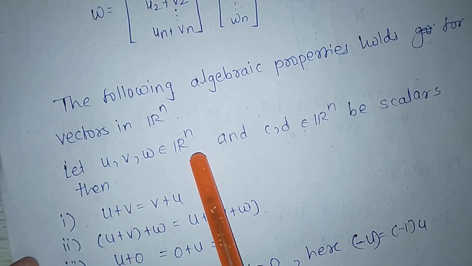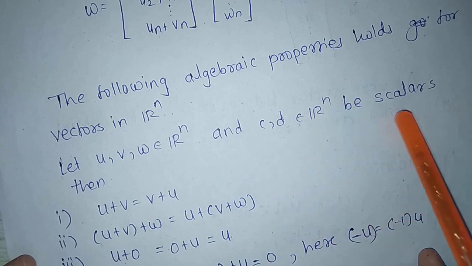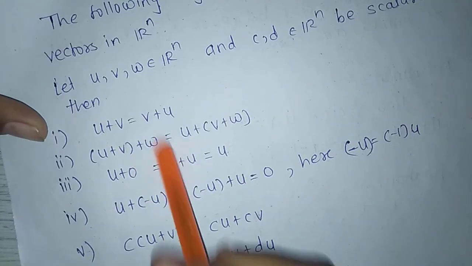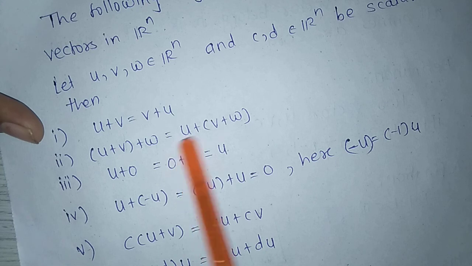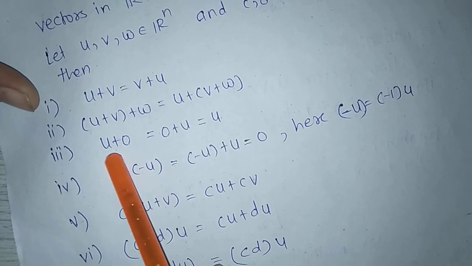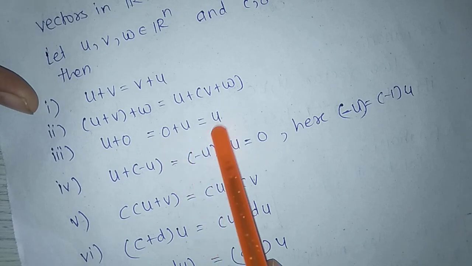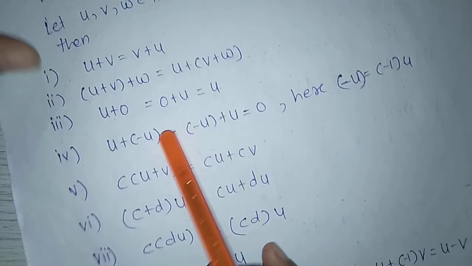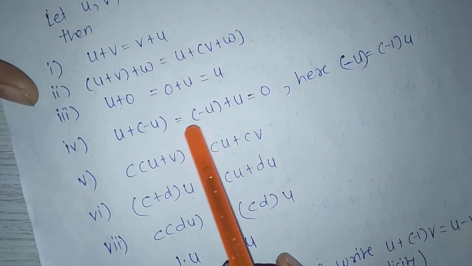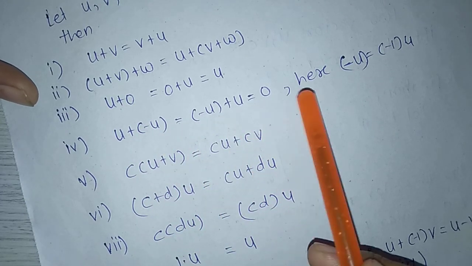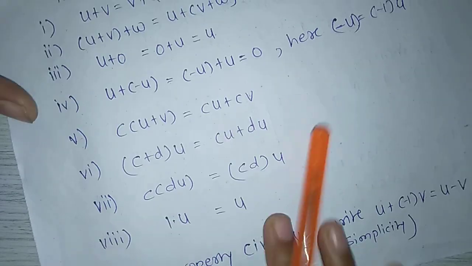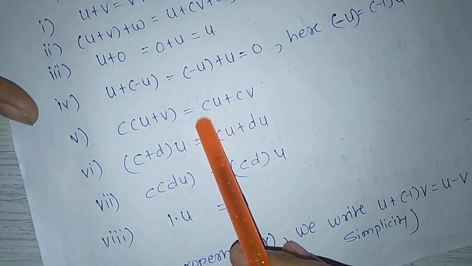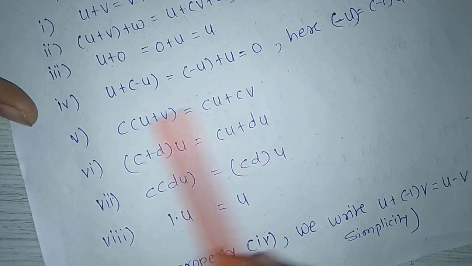The following algebraic properties hold for vectors in Rn. Let u, v, w belongs to Rn and c, d be scalars, then u plus v equal to v plus u. Second property, u plus v plus w equal to u plus of v plus w. Next property, u plus 0 equal to 0 plus u equal to u, means 0 is the identity in Rn. Next, u plus of minus u equal to minus u plus u equal to 0. Here 0 is identity in Rn, means minus u is the inverse of u. Next, c into u plus v equal to c into u plus c into v. This property is named as right distributive law.